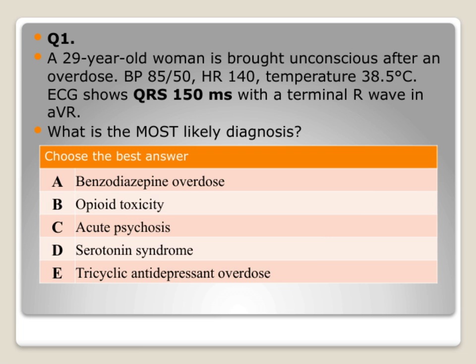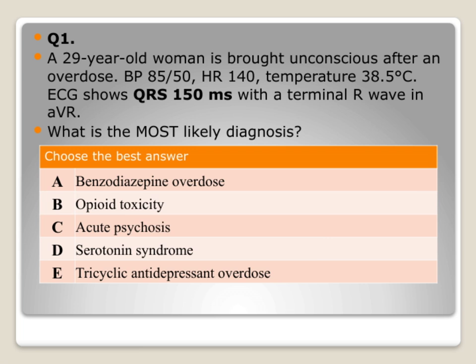Specifically, a widened QRS complex and a terminal R wave in aVR are classic signs of tricyclic antidepressant overdose. Understanding these ECG changes is crucial, as they help us differentiate between various poisonings. For example, opioid toxicity typically presents with respiratory depression and pinpoint pupils, not QRS prolongation. Serotonin syndrome involves neuromuscular hyperactivity and hyperthermia, but doesn't usually cause significant ECG changes like this.